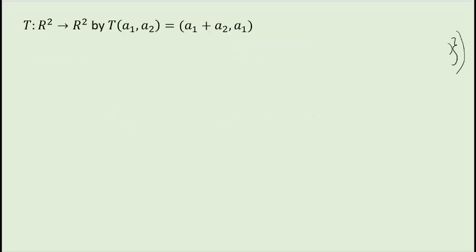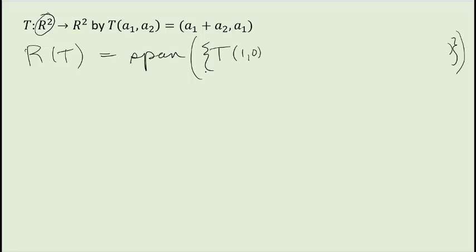Here's a problem. We'll try to find the range and the null space, and therefore the rank and the nullity. We see that the dimension of V is 2. We know that the rank plus the nullity will be 2. One way you could do this is to know that the range R of T will be the span of whatever vectors we get by applying T to a basis for R2. So it would be T of, let's just use the standard basis.